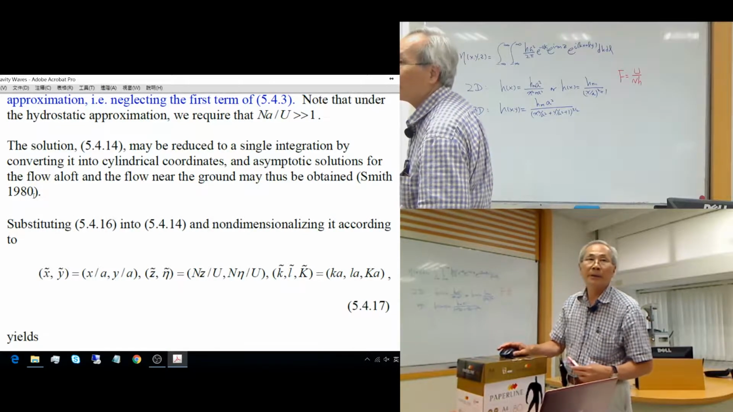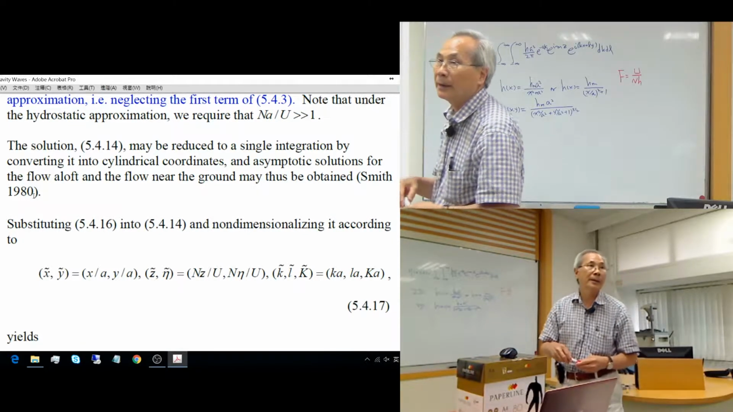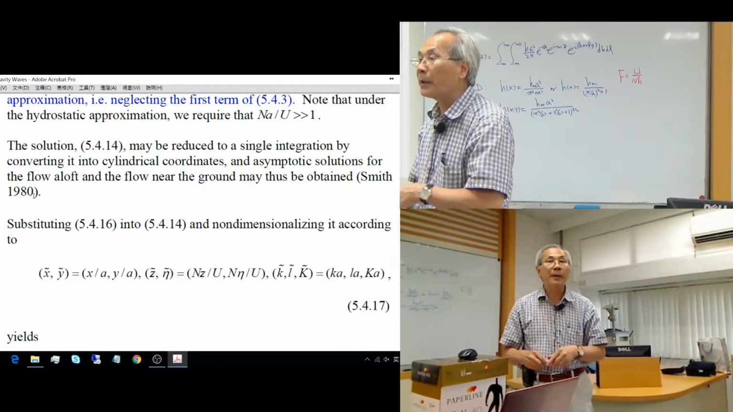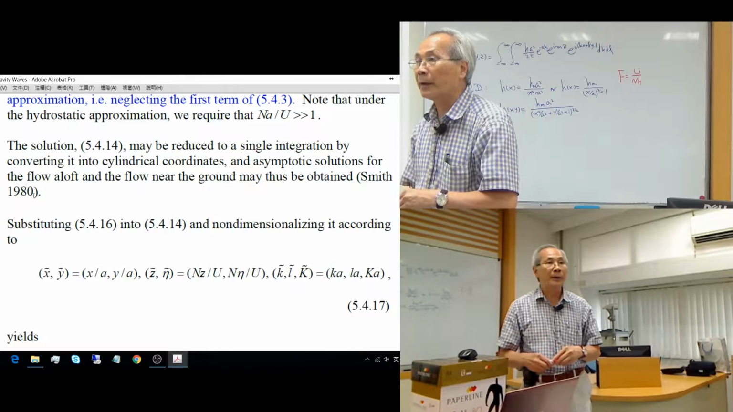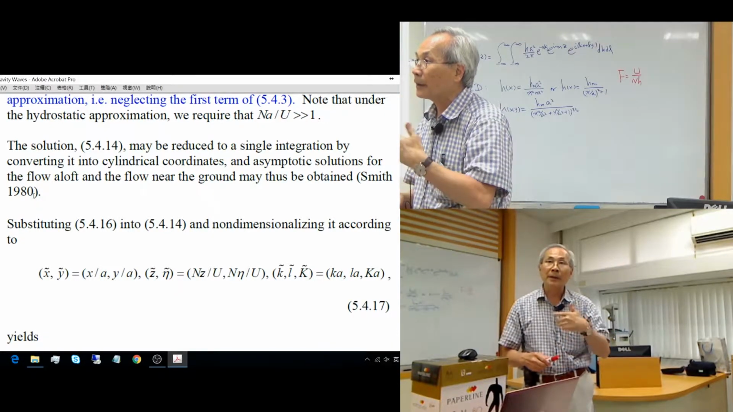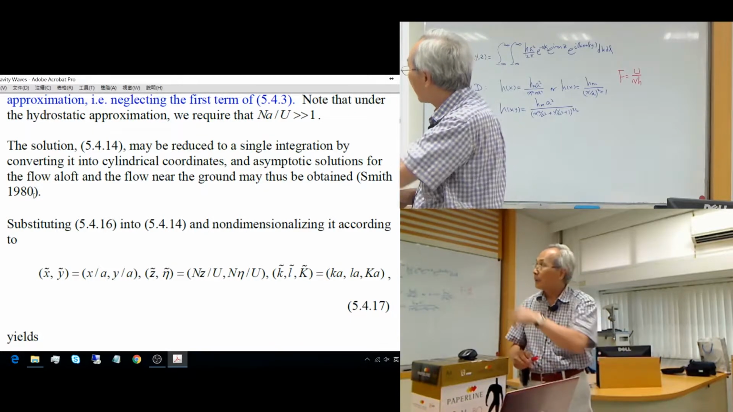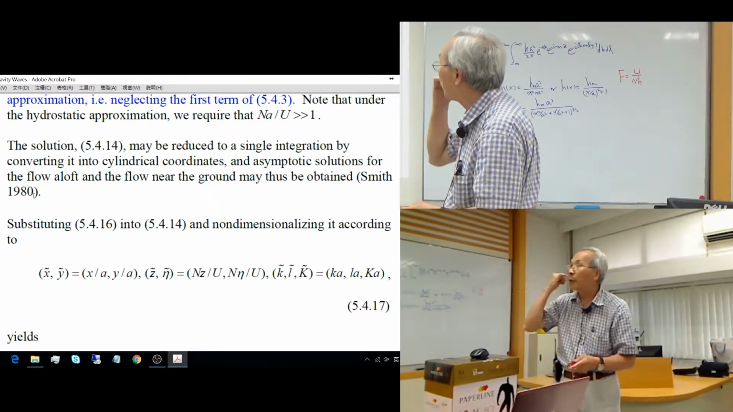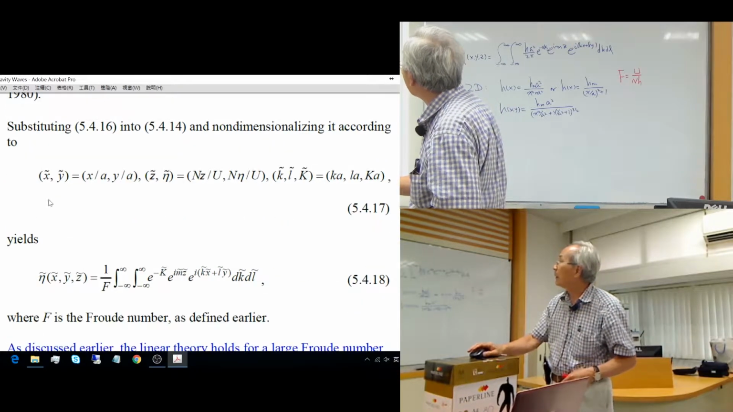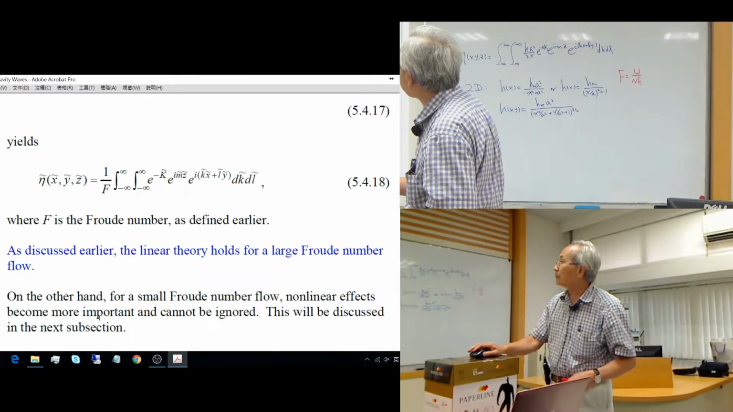If you're interested, you can look at his 1980 paper published in Tellus. If you cannot find it, I believe you should be able to find it from the online subscription by NCU. If not, let me know. I can send you a copy of his paper. It's a very well-known paper, the 1980 Tellus paper.